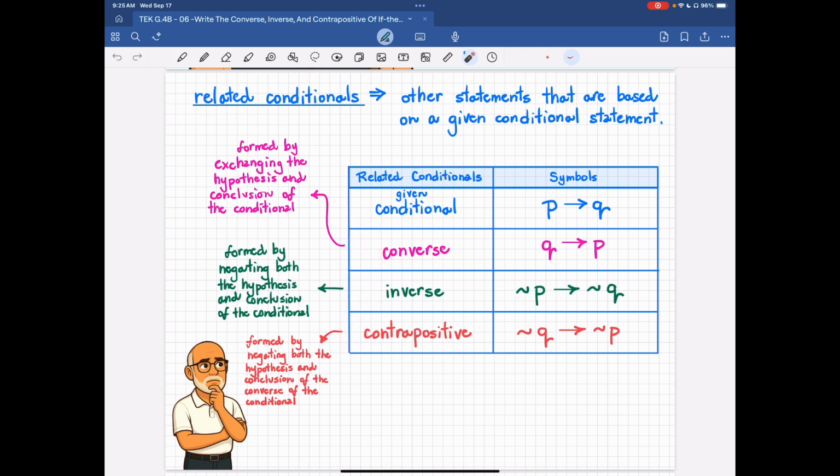Now, I need for you to repeat them in this order: conditional, converse, inverse, contrapositive. Okay? I want you to pause the video for just a few moments. I want you to look at these four words, and I need for you to commit them to memory. Converse, inverse, contrapositive, and it all begins with a conditional. In order, they are conditional, converse, inverse, and contrapositive.